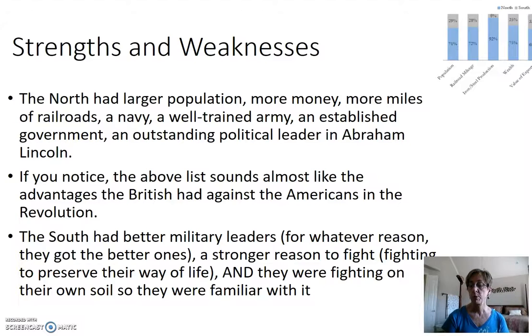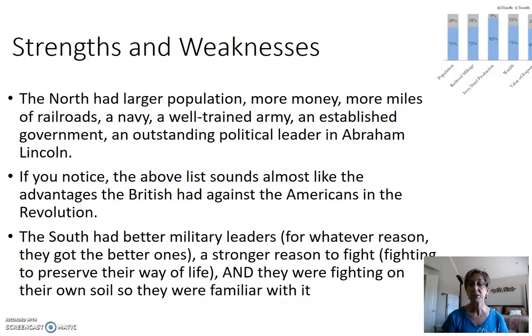The North also has more population, more money, more miles of railroads, more factories, a better political system in that its government is established, and Abraham Lincoln was a brilliant political leader. Now, the South does have some advantages, though, as you see by the bottom. They have, for whatever reason, better military leaders. Robert E. Lee was brilliant. He was a brilliant strategist and tactician. In fact, if I'm not mistaken, some of his tactics are still taught at West Point as military strategies.